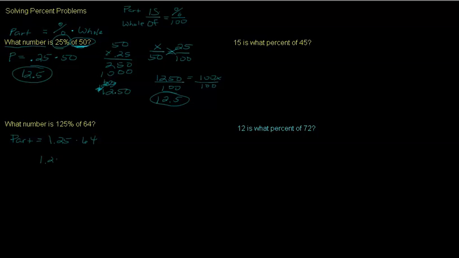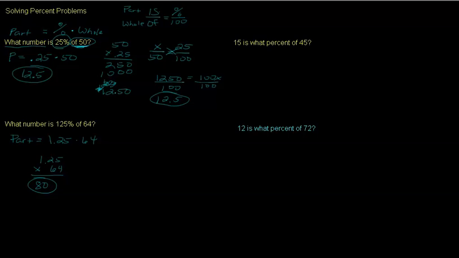So 1.25 times 64. Okay, I'm going to save our time, and we're going to get 80. All right, 80 is our answer on that. Okay, we go up because it's greater than 100%. If you're multiplying by something greater than 100%, it's going to go up. All right, now let's try the new way.